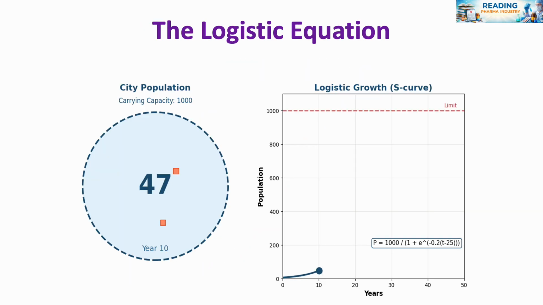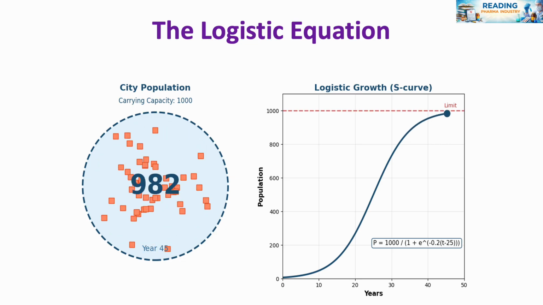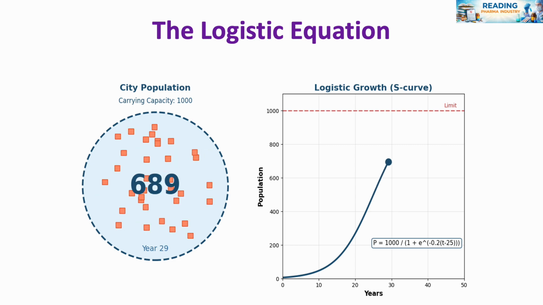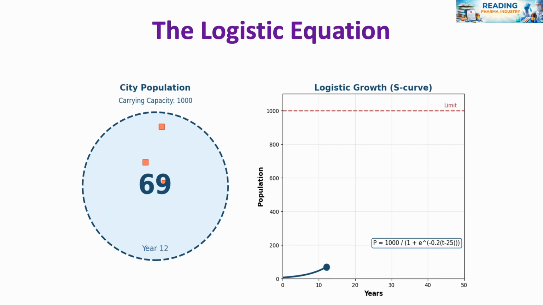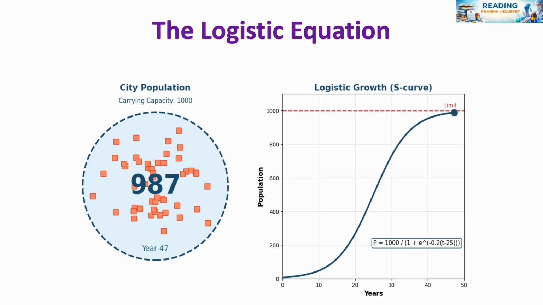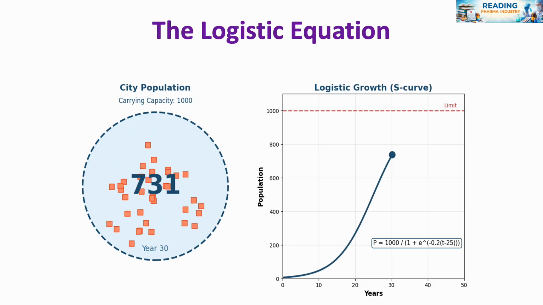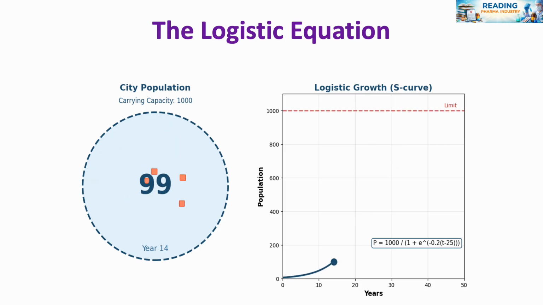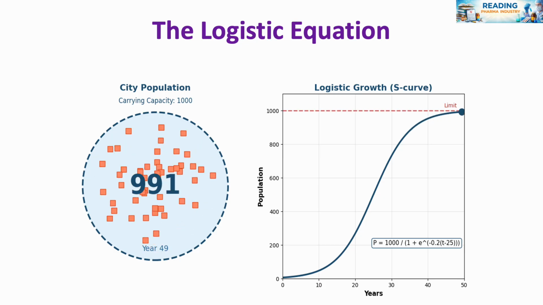The logistic equation can be expressed as y equals L divided by the quantity 1 plus e to the minus k times the quantity x minus x naught. In this case, L is the carrying capacity, basically the maximum value. k controls how steep the transition is, and x naught is the inflection point, the point where the curve is the steepest.